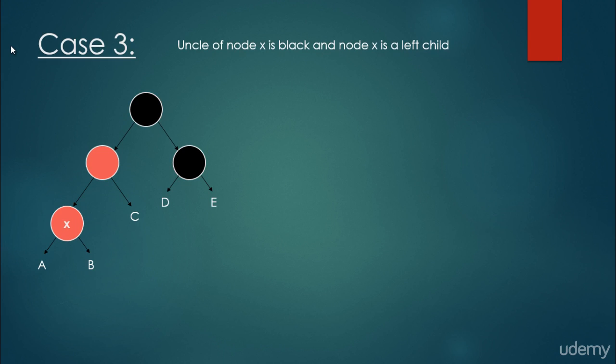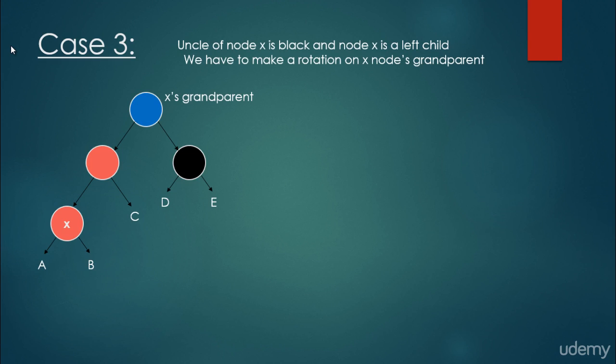Okay, case 3 is when the uncle of node X is a black node, and node X is a left child. In case 2, the node X was a right child. Now, it is a left child. And this is the uncle, of course. And here we have to make a rotation on the X node's grandparent. The grandparent now is the root node. The grandparent, of course, is the given node's parent and its parent.